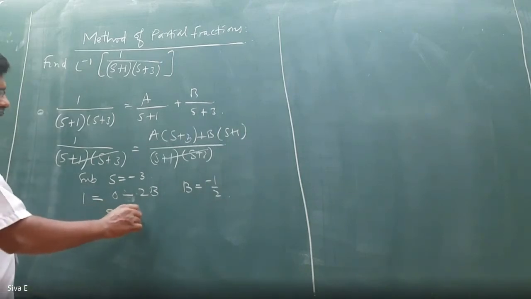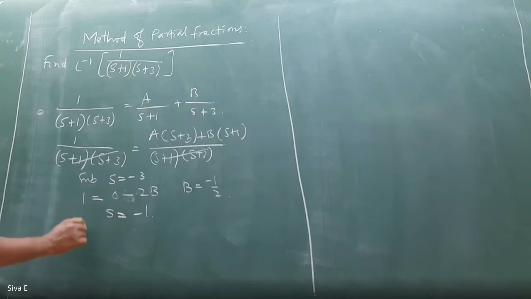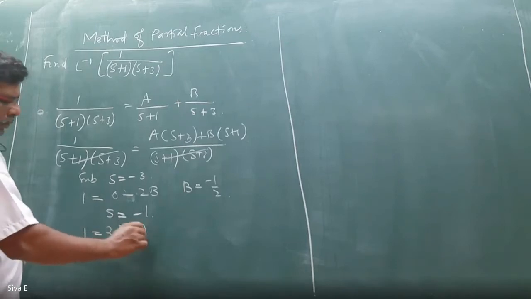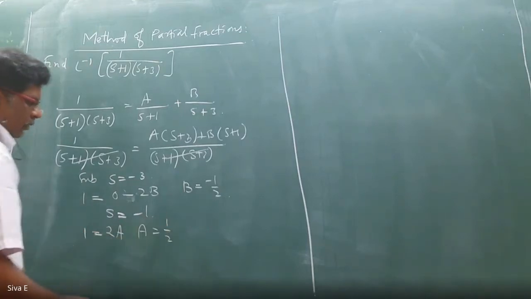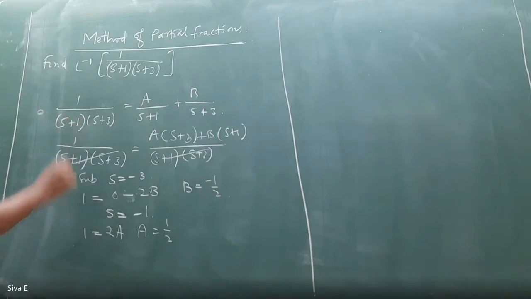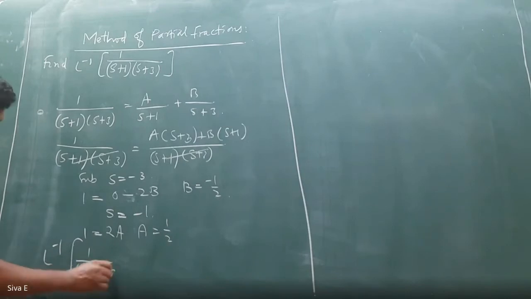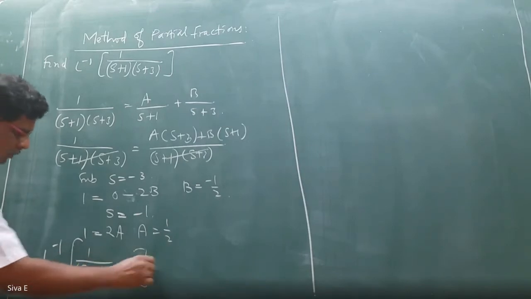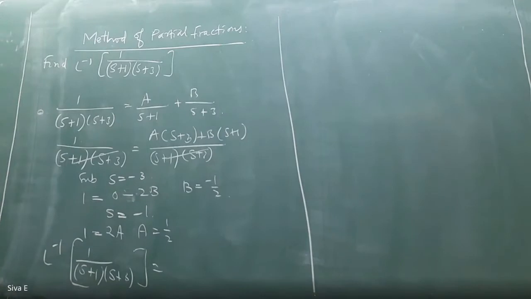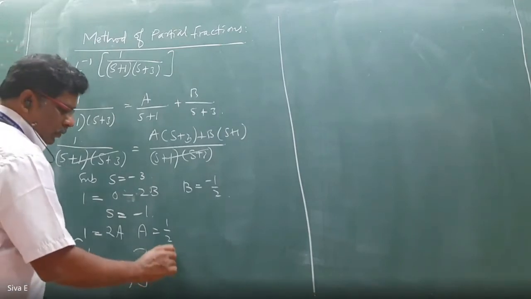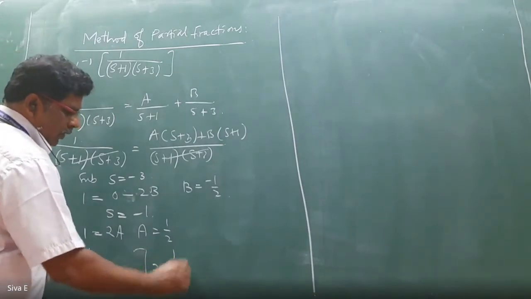Substituting s equal to minus 1, 1 equal to a into 2, 2a. So a equal to 1 by 2. Therefore, this can be written as L inverse of 1 by (s plus 1)(s plus 3) equal to a by s plus 1 plus b by s plus 3. A is 1 by 2, so b is also 1 by 2 in magnitude.